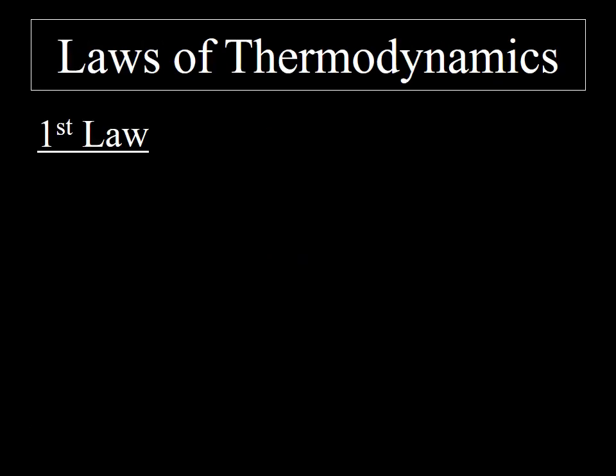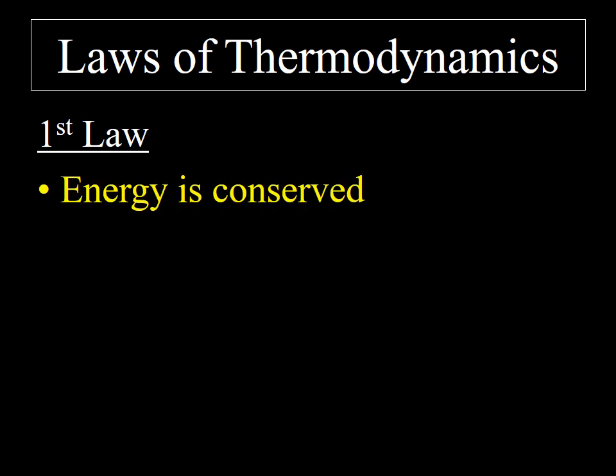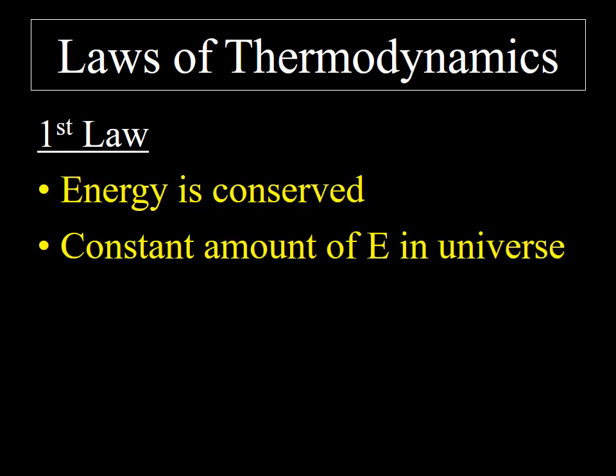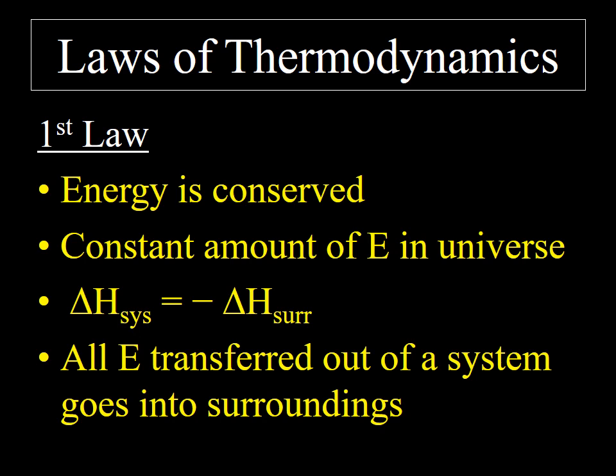First law of thermodynamics is actually one you've heard before. Energy is conserved. There's a constant amount of energy in the universe. We can't create more or destroy it. So that means that all of the enthalpy that leaves a system will go into the surroundings. Delta H system equals negative delta H surroundings. Or everything that goes into a system came out of the surroundings. You're not gaining or losing energy overall. It's just moving from one place to another. So all the energy transferred out of a system goes into the surroundings.